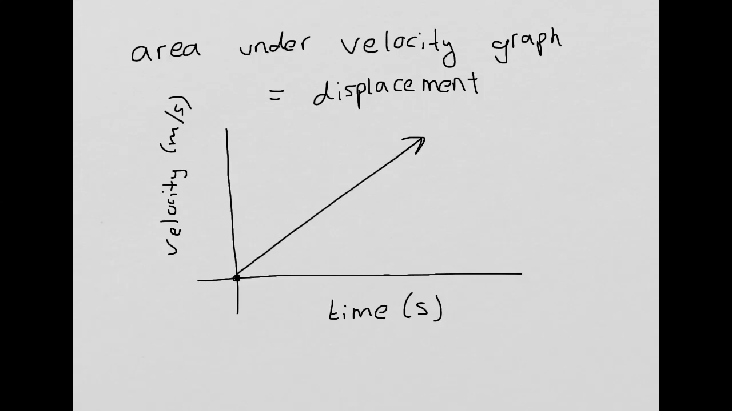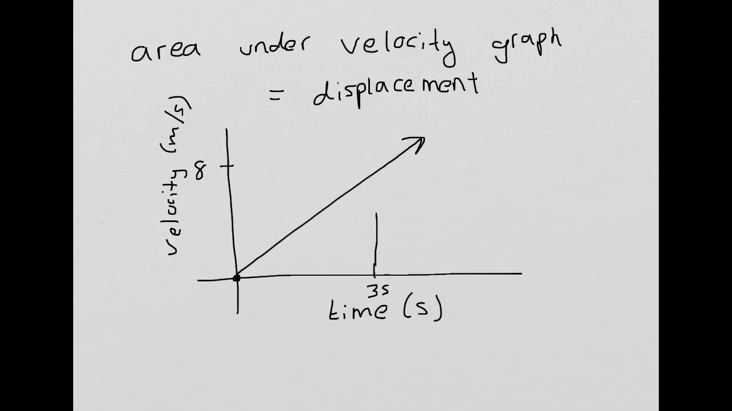Okay, so I have constant acceleration in this case. I'm accelerating at a constant rate, so my speed is increasing smoothly. It's not jerky. Okay, and let's say that after 3 seconds, my velocity is 8 meters per second. Now, how far have I traveled? What is my displacement? Well, we already said the area under the velocity graph is displacement.